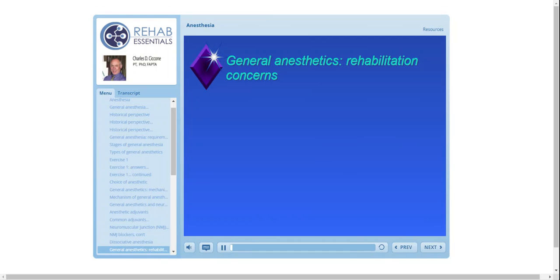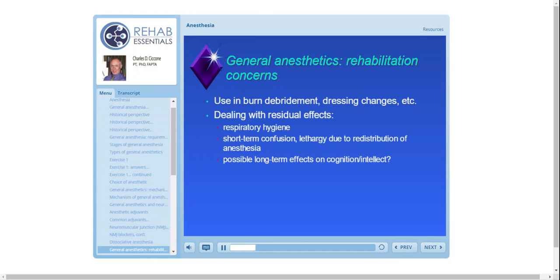So what are our major concerns? Most of the time, when a patient is undergoing a really extensive surgery, like a hip replacement, we're not there while the anesthetic is being administered. However, sometimes we are. I mentioned that some of these techniques are used during burn debridement and other dressing changes, so we may see a patient or work with a patient while they are under an anesthesia, especially that dissociative type we just saw. But more often what we have to do is deal with the residual effects of the anesthesia. So respiratory hygiene becomes important.